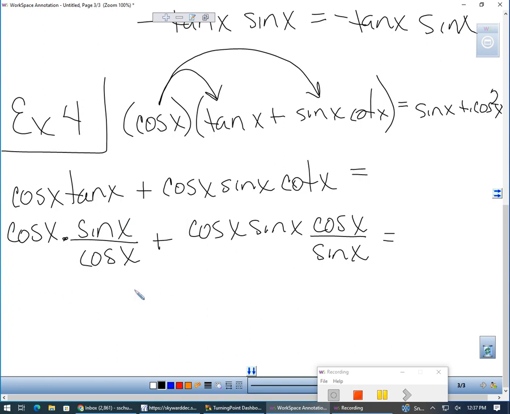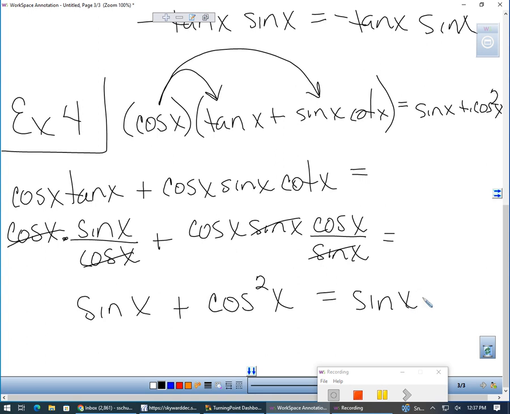Yeah, so in the first set, what reduces? Cosine x's. So I have sine x. Plus, what reduces here? The sine x's. So I have cosine times cosine. What is that? Is that where we wanted to go? It is. Yeah. The easiest way to look at it is whatever you don't have on the right, like if you don't have any cotangents or tangents, get rid of them. If you have something that's negative, figure out a way to get there.